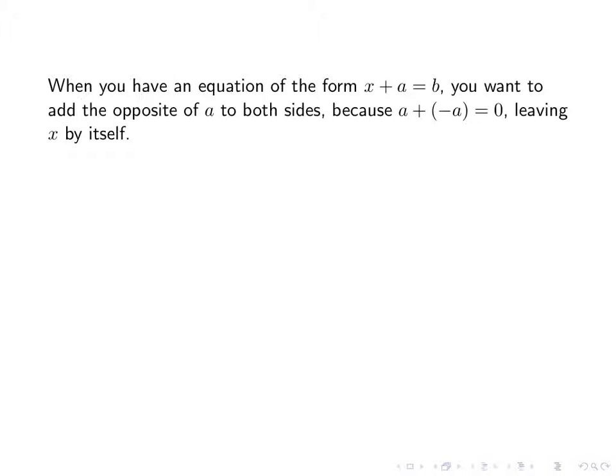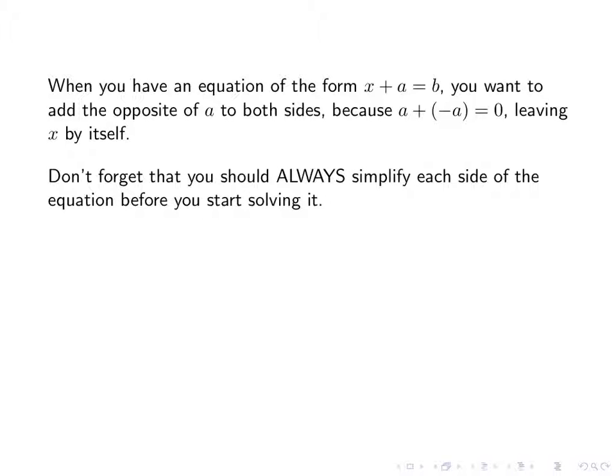When you have an equation of the form x plus some number equals a number, like our previous example, you want to add the opposite of that first number, that a, to both sides. Again, the idea being that a plus negative a equals 0, and x plus 0 is x. Don't forget that you should always simplify each side of an equation before you start solving for it. Solving for it should always happen after any type of simplification.